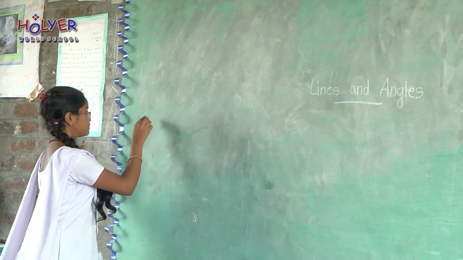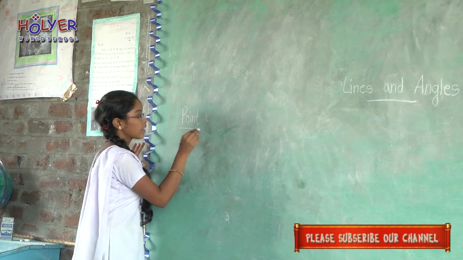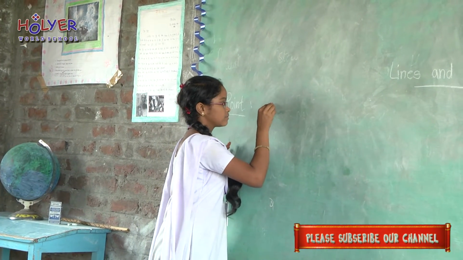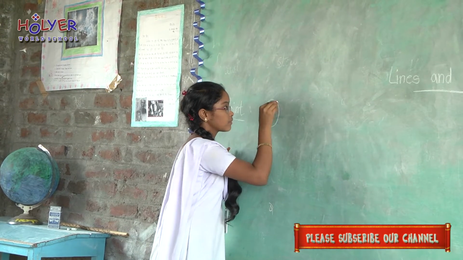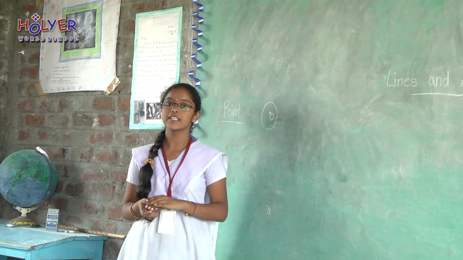Line. A point determines a location. This is a point O. It is also known as dot.